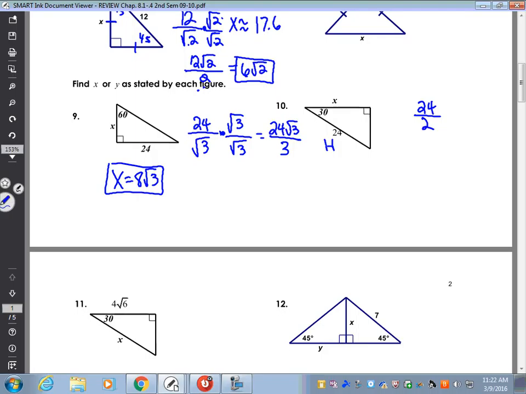We don't use square root of 2 for 30, 60, 90. You use square root of 3, right? Yeah. And wouldn't the answer be the same thing? No. Because this is the long leg that you're starting with. This is the hypotenuse that you're starting with.